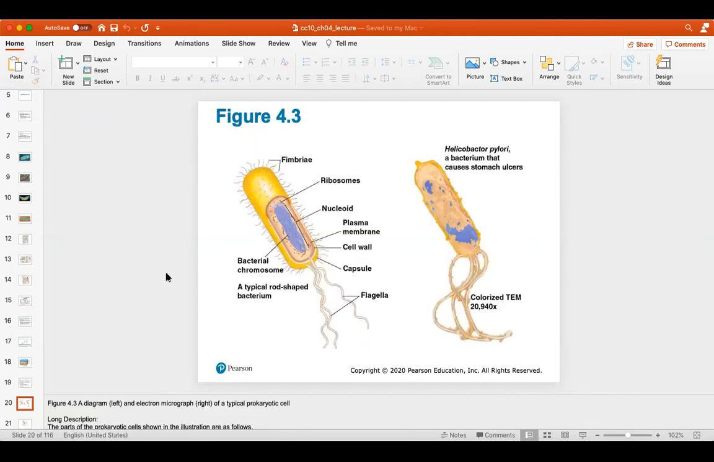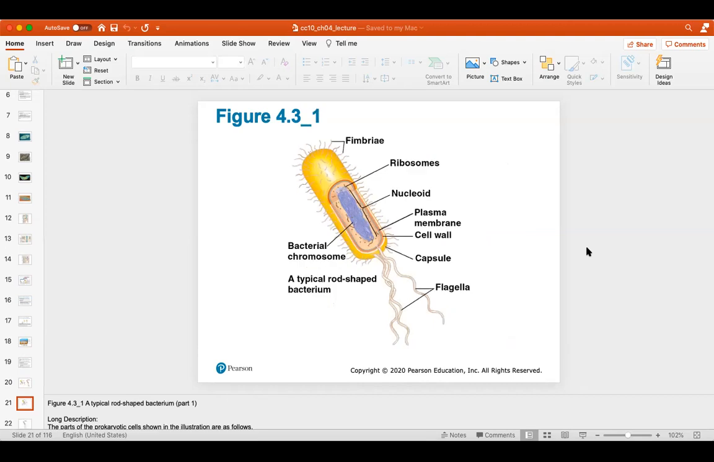So this is a look at a diagram on the left and an electron micrograph on the right of a typical prokaryotic cell. You'll notice there's no membrane-bound nucleus. You do have the structure called the nucleoid, which contains all the chromosomes. Normally in the nucleus, that's where all your genetic material lies. And in a prokaryotic cell, it's just free-floating, where these chromosomes are. It still has a plasma membrane and a cell wall. Bacteria could often have a flagella, which allows it to move. And this specific type of bacteria is called Helicobacter pylori, which can cause stomach ulcers.